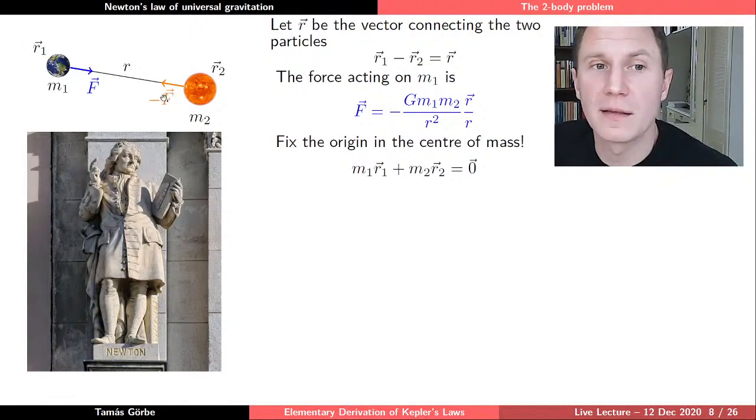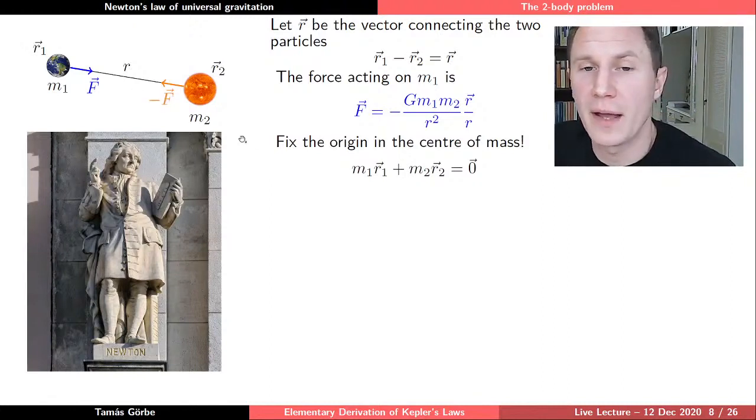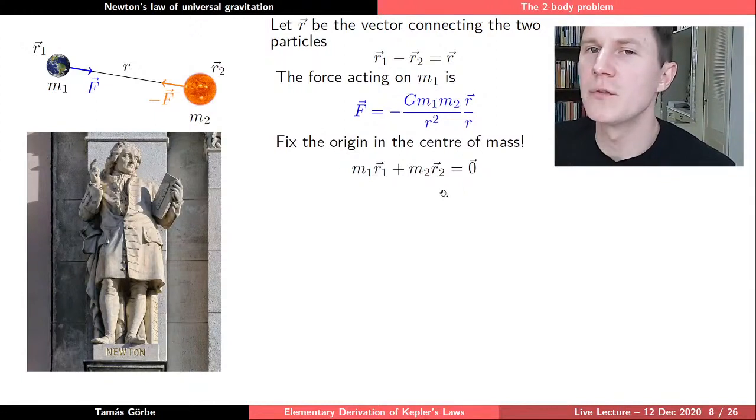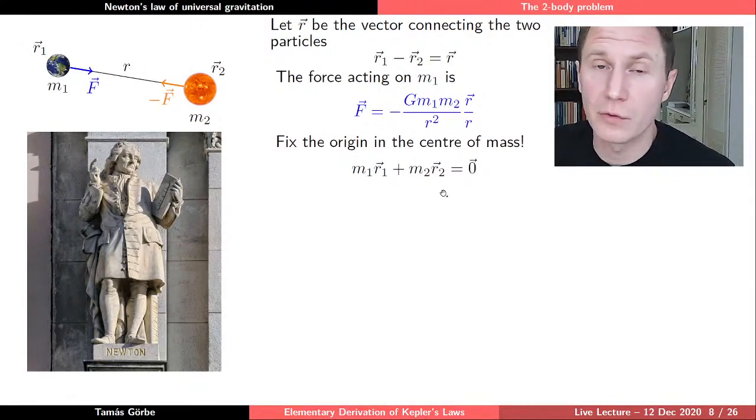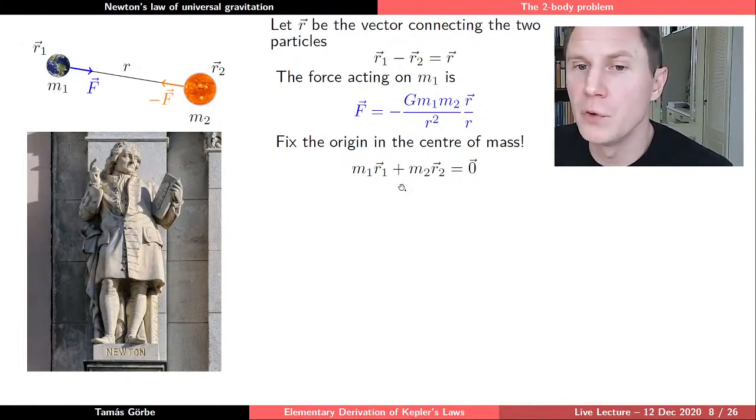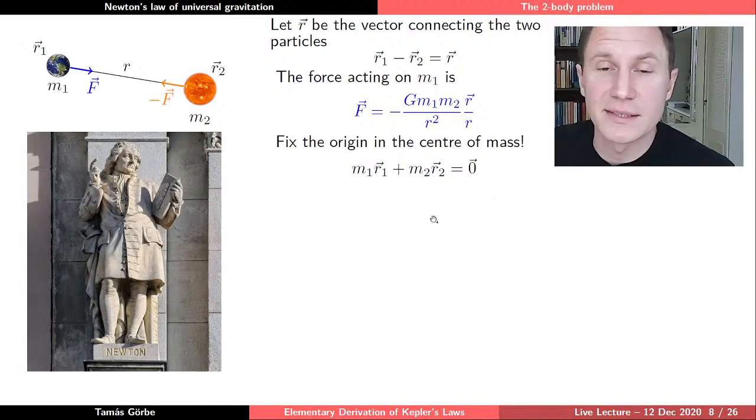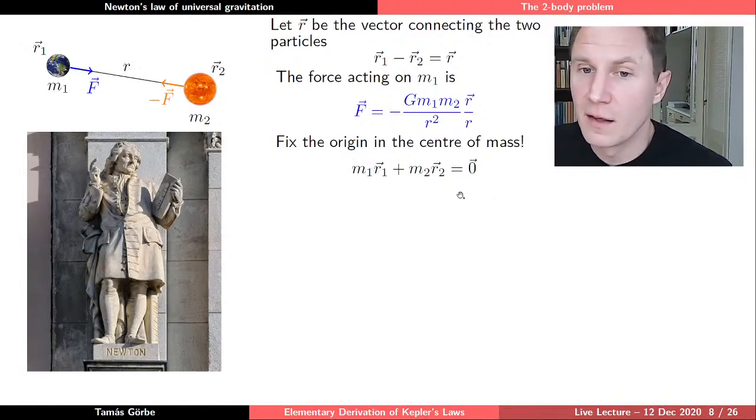That basically means that if I take the center of mass, which is just m1 times r1 plus m2 times r2 divided by the total mass, that should be equal to the zero vector, the origin of my coordinate system. I didn't divide this by m1 plus m2 because I can always multiply both sides by the sum of the masses. So this is just my special choice of a coordinate system.